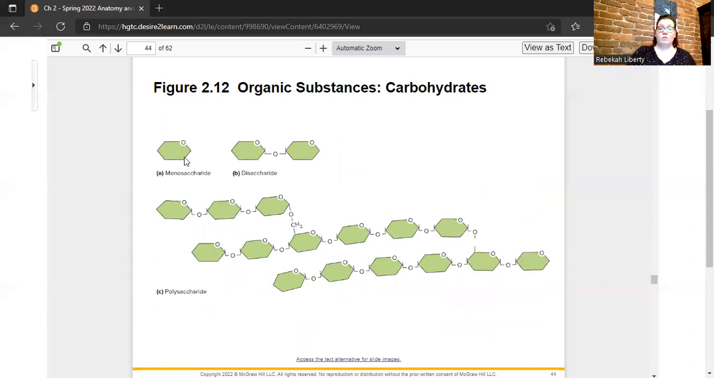So a monosaccharide is 1, this is glucose, okay? A disaccharide, di means 2, and then a polysaccharide is just lots and lots and lots. Think like Legos, we're just building them up, okay?